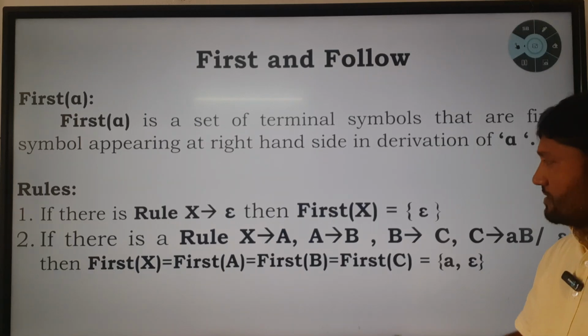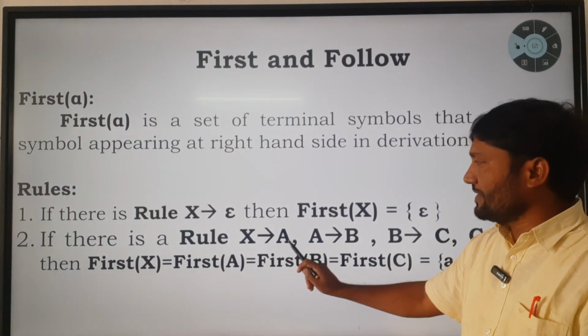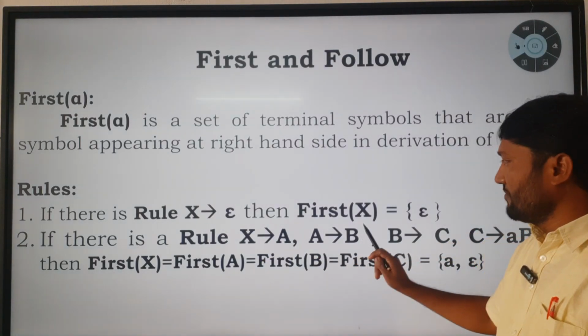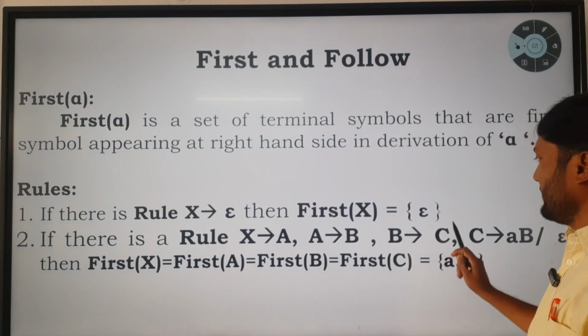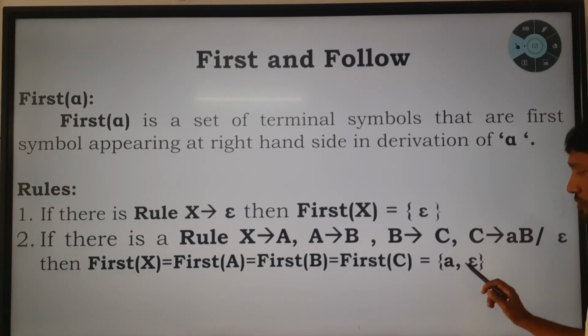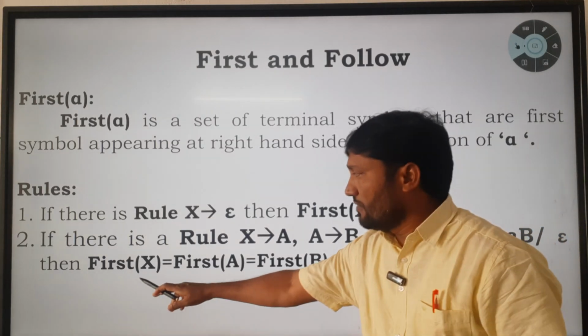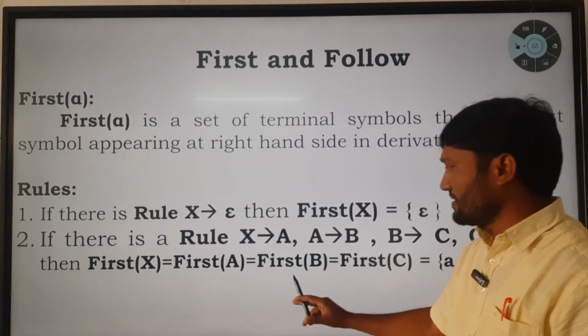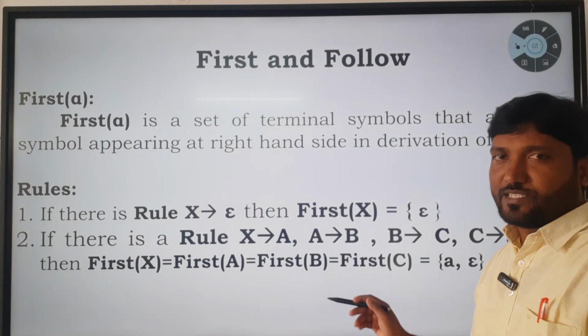That means first of X equals first of A, first of A equals first of B, first of B equals first of C. Whatever symbols we get for the first of C, those symbols can be considered as the first of X, first of A and first of B, which equal first of C.